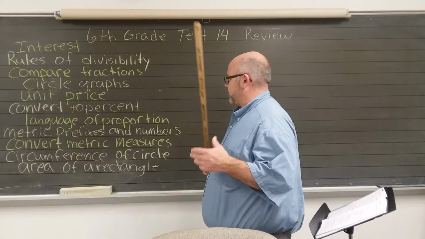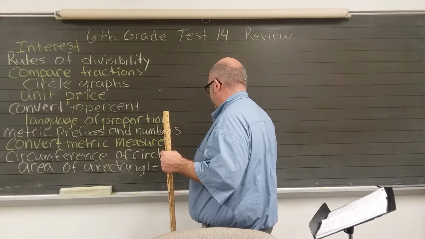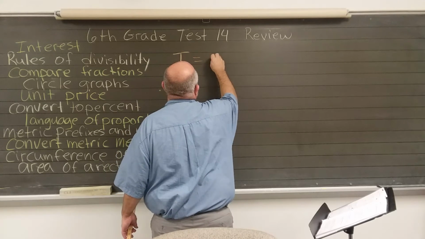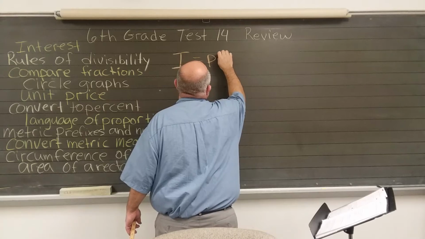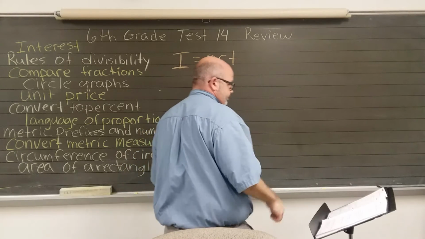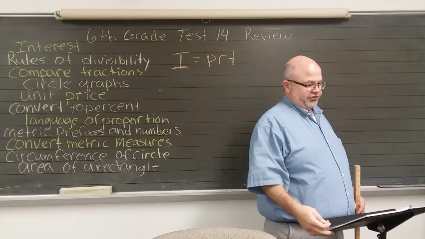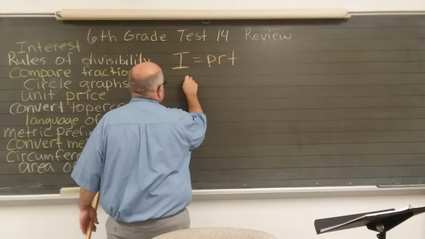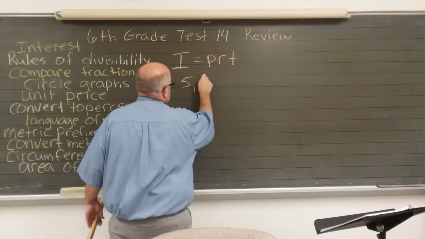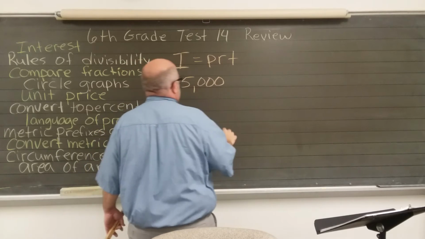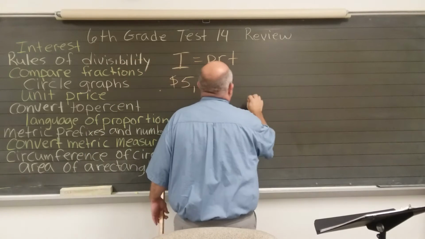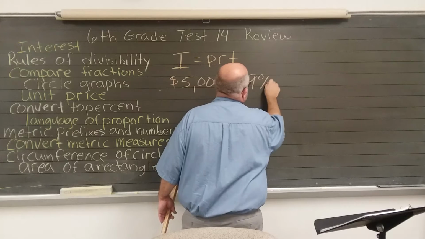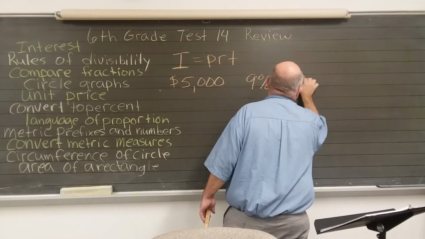All right, interest. How do you find interest? Remember the formula for interest. Interest equals principal times rate times time. The principal is the amount that you borrow, right? Let's borrow $5,000. $5,000 is the principal. The rate is 9% interest for 3 years.